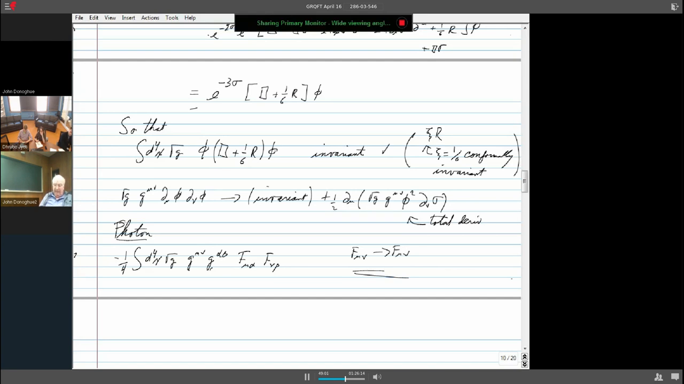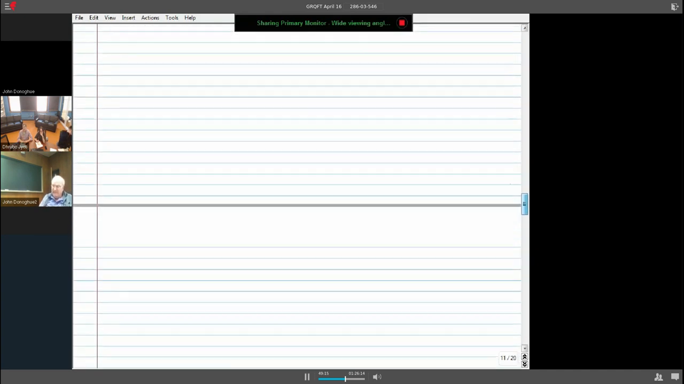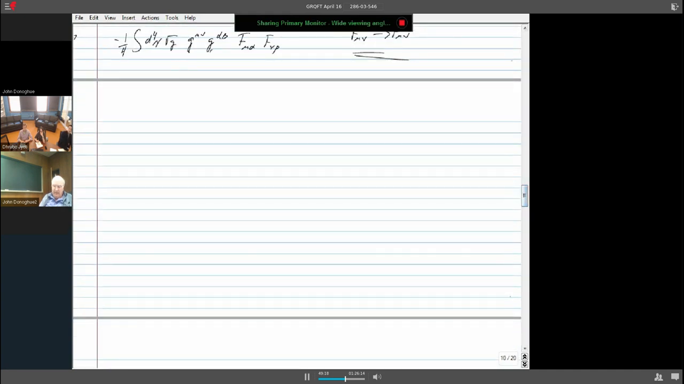Photons are also conformally invariant. The action for photons is the integral d^4x square root of g, g^{μν} g^{αβ} F_{μα} F_{νβ}, and a quarter, of course. This is invariant with F_{μν} just going to F_{μν}, so you don't have to rescale F_{μν} at all.